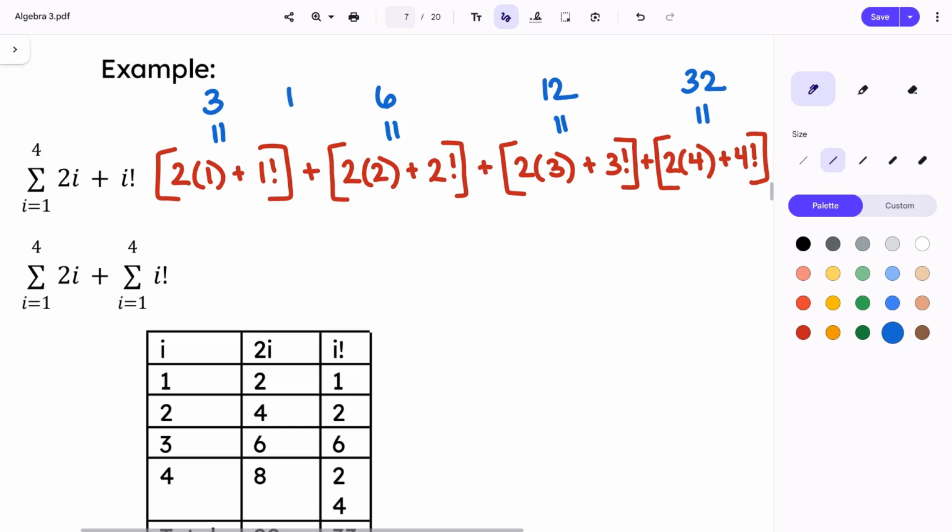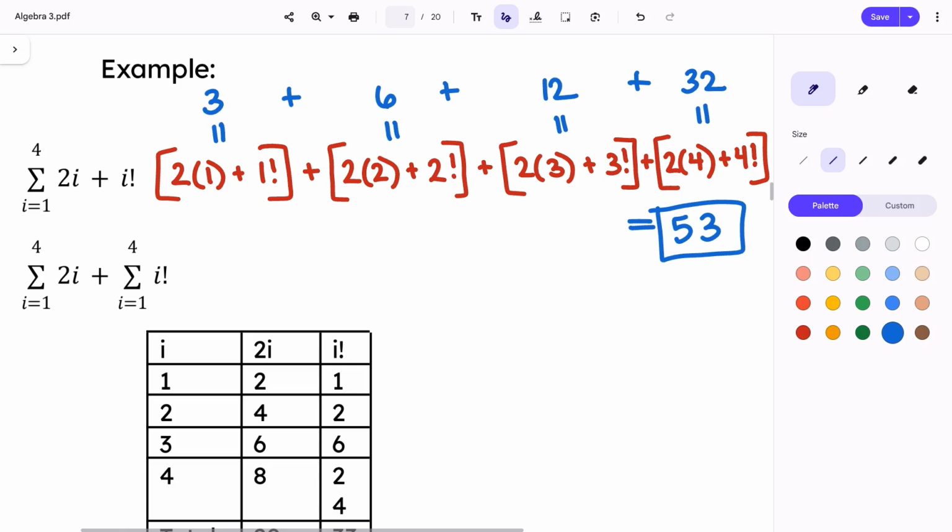And so the last thing I need to do, especially with those numbers across the top that I wrote in blue, I just have to add them. So 3 plus 6 plus 12 plus 32 is how much? Good, 53. So there's my answer. The sum of that series, going from 1 to 4, would be 53.